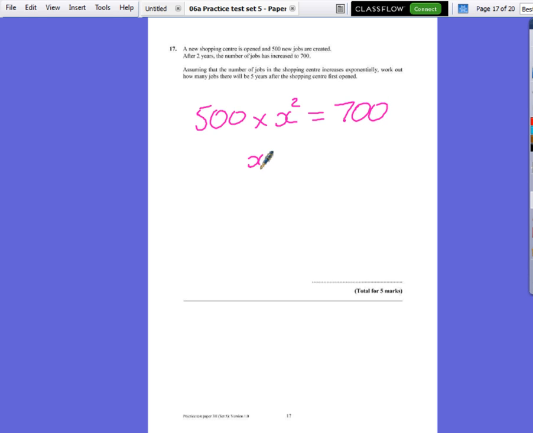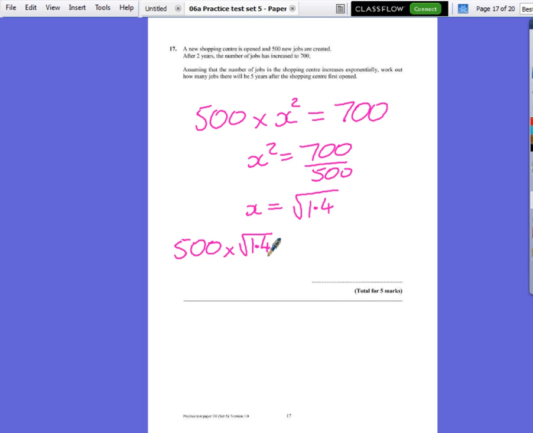So to rearrange that, we'd have x squared equals 700 over 500, and to work out x, we do the square root of that. 700 divided by 500 is 1.4, so it's the square root of 1.4. That's the multiplier that we use each year to find the number of jobs. So at the start, there were 500 jobs, and each year you would multiply by the square root of 1.4 to find how many jobs you had the year after. So after 5 years, we do that to the power of 5. So altogether, that will give us 1159.55 jobs. So we'll round that up to 1,160 jobs after 5 years.